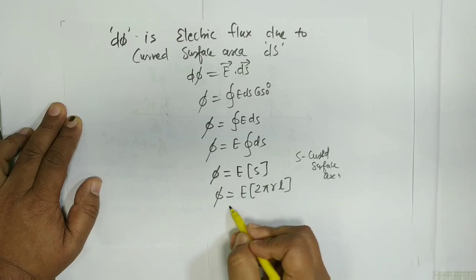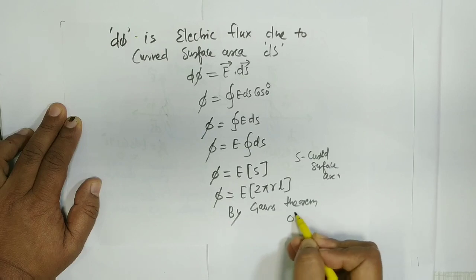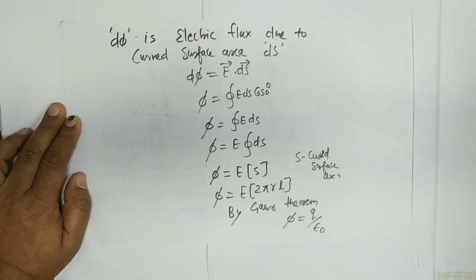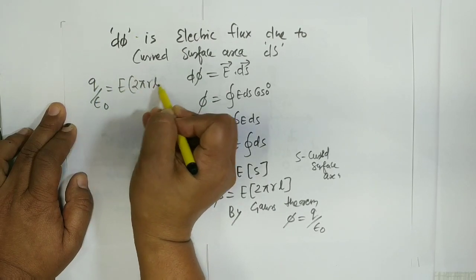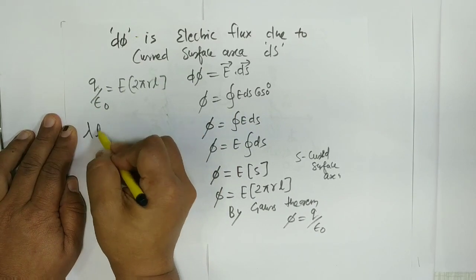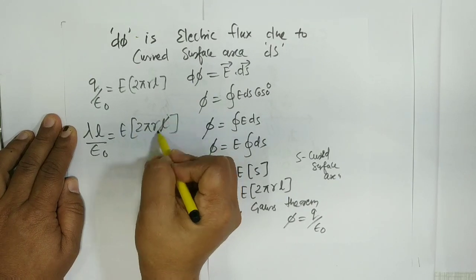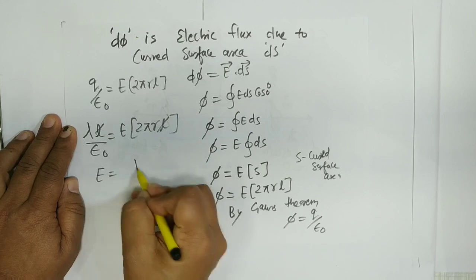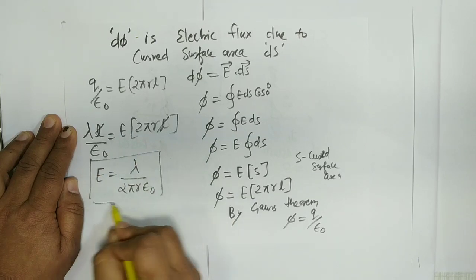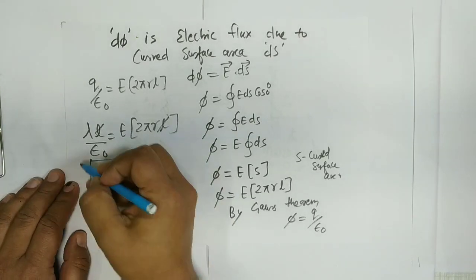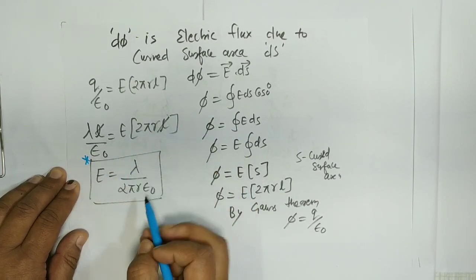Now we apply Gauss theorem. By Gauss theorem, what is phi? Phi is Q by epsilon naught. So finally, Q by epsilon naught will be E into 2 pi RL. And you know what is Q? It is lambda L. So it will be like this, 2 pi RL, and L cancels out. Finally, E is lambda upon 2 pi R epsilon naught. So this is the first application of Gauss theorem.